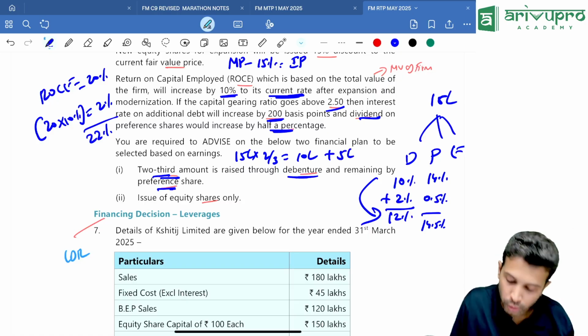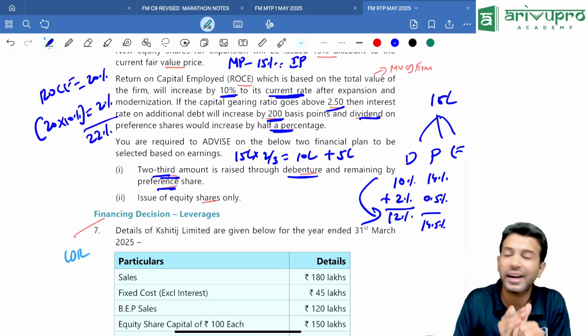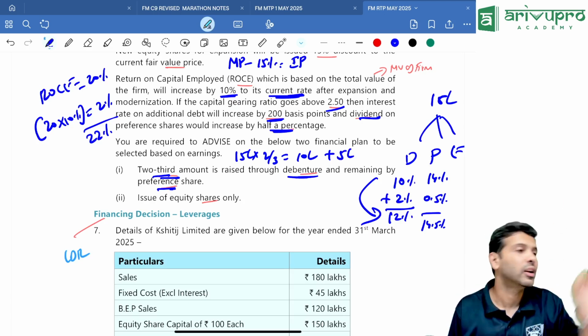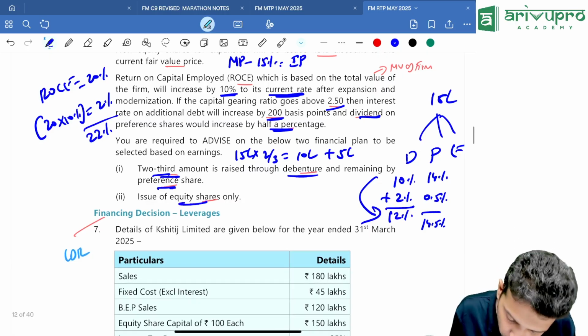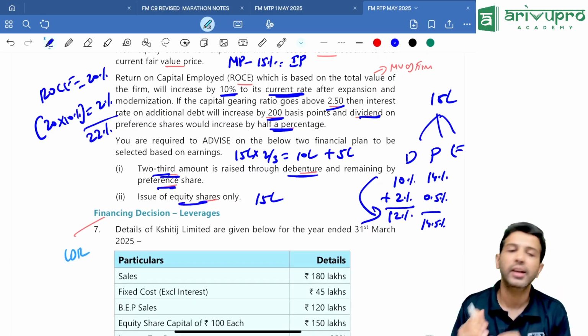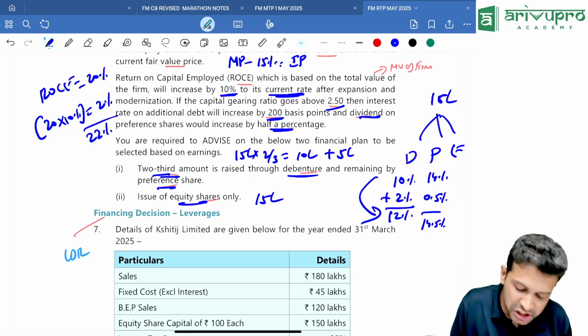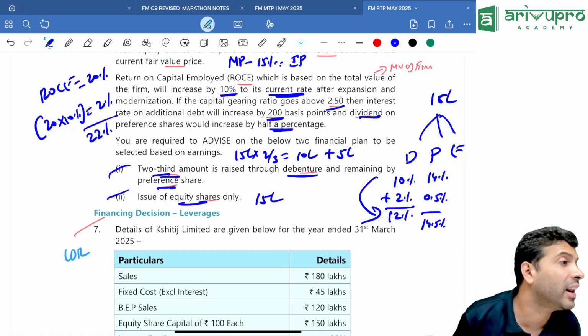First option is you will raise the 15 lakh by issuing debt worth 10 lakh and 5 lakh worth of preference shares. Second option, you will raise the entire 15 lakh by issuing equity shares. Now they are asking which plan should we go for, plan 1 or plan 2?